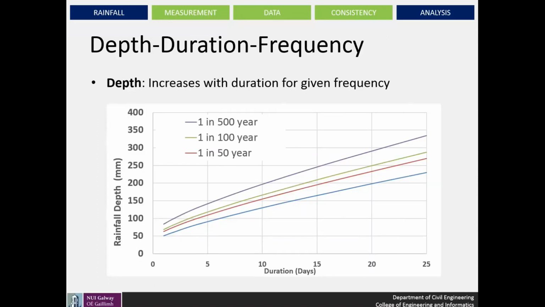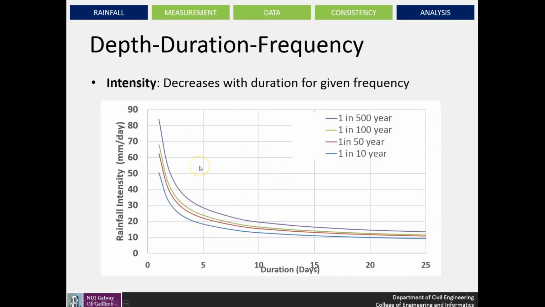And just to show you some examples, here's an example of a plot. You have rainfall depth on the y-axis and duration on the x-axis for 3 different return periods. You can see that depth increases with duration for a given frequency. In terms of intensity, it's the same thing, you're just dividing depth by duration. So intensity decreases with duration for a given frequency. The longer a rainstorm event lasts, the lower the intensity it has.